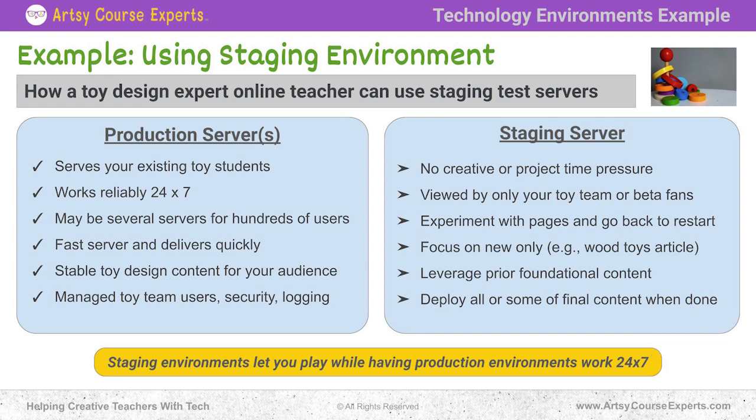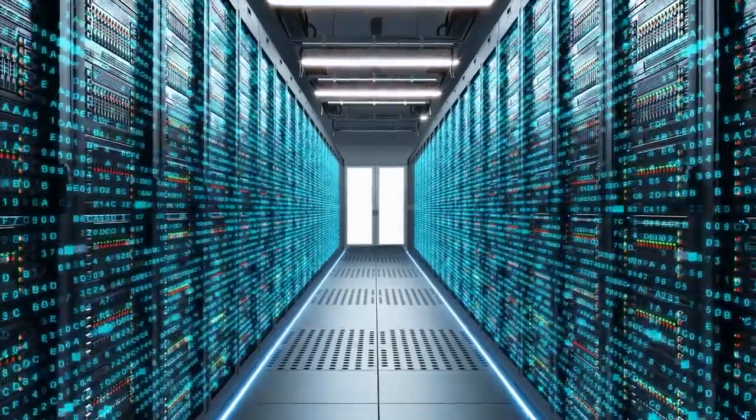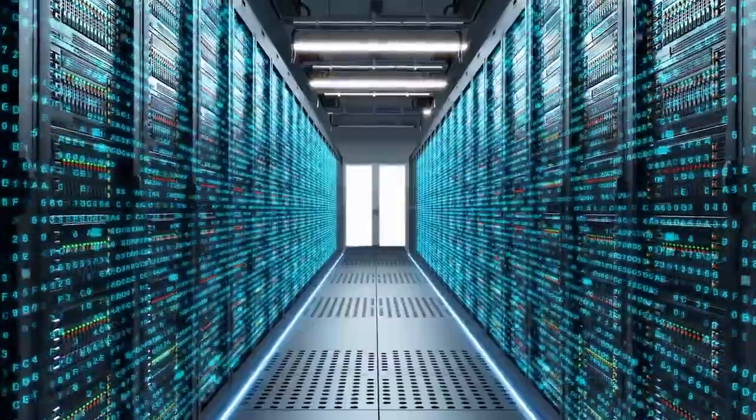For whatever reason, they decided to have two production servers. In this case, the toy designer realized that their web traffic and the speed of their website was slowing down. So they decided to have two web servers just so that they can handle the load at certain times a year. Hey, these servers are fast. They deliver quickly. They're production.